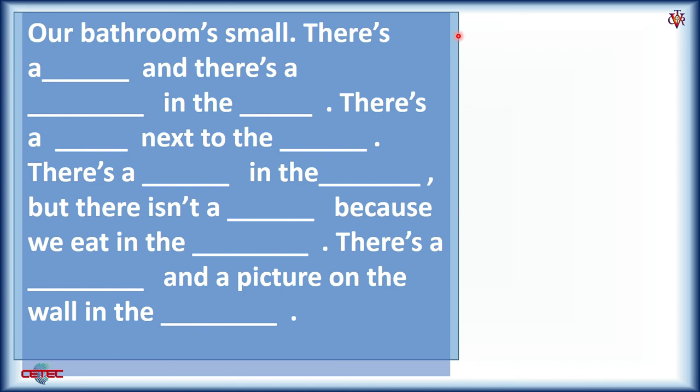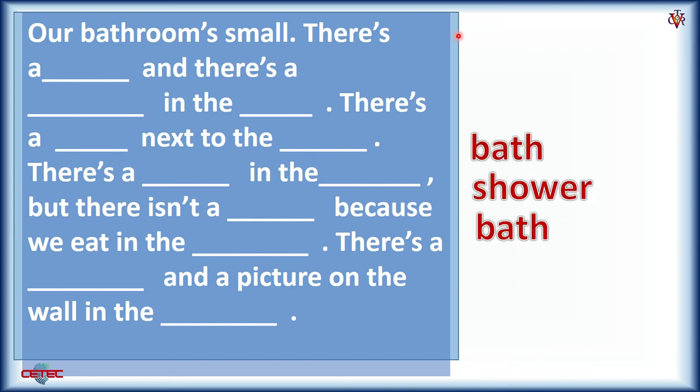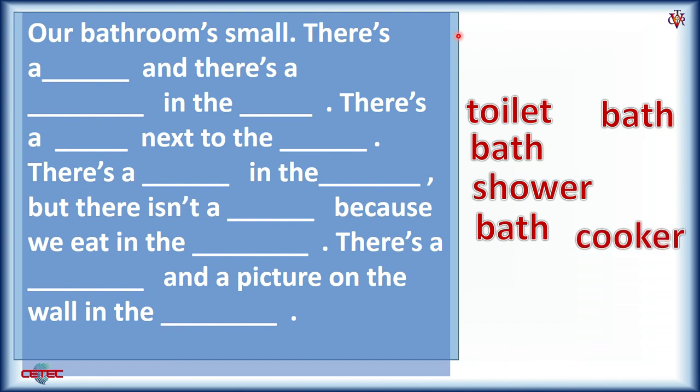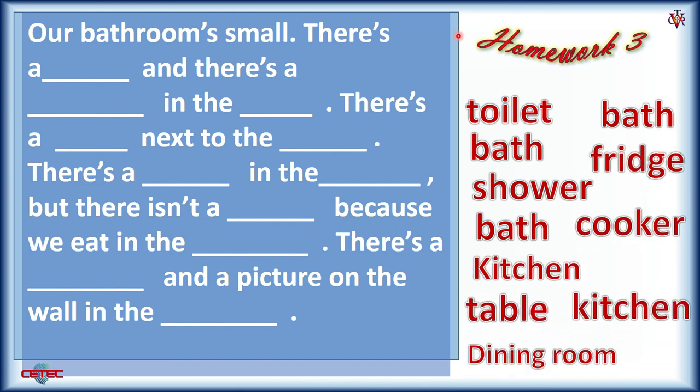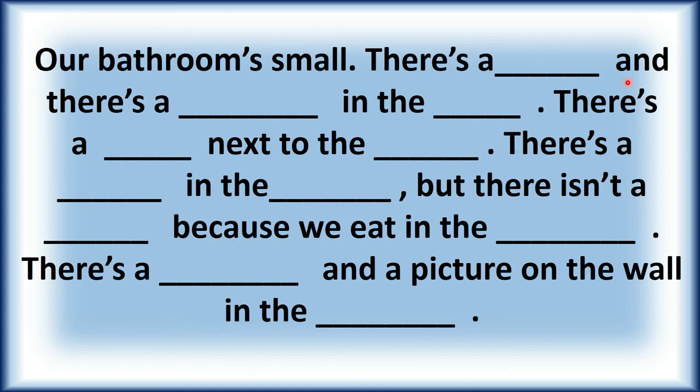Homework number 3. You have to answer and complete the sentence. Don't forget to use the words bath, shower, bath, toilet, bath, cooker, kitchen, table, dining room, fridge, kitchen. All this vocabulary has to be in those positions. So try to check and read. It's homework number 3. Let's read it.